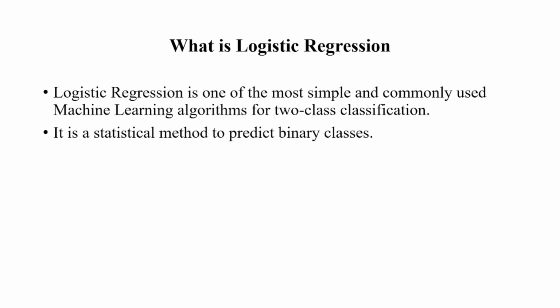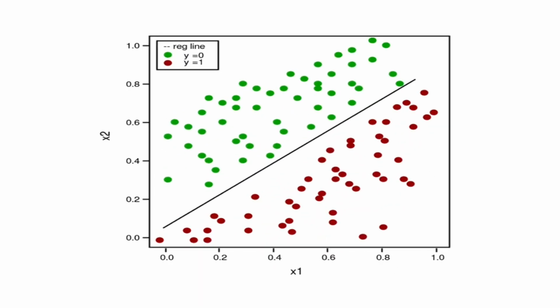It is one of the most simple and commonly used machine learning algorithms for two-class classification. Its basic fundamental concept is also used in deep learning. It's a special case of linear regression where the target variable is categorical. As a dependent variable, it predicts the probability of a binary event. As you can see here, we need to categorize data into different categories.